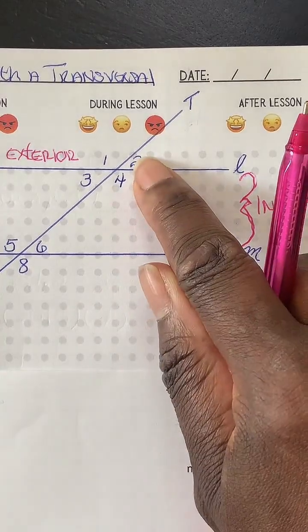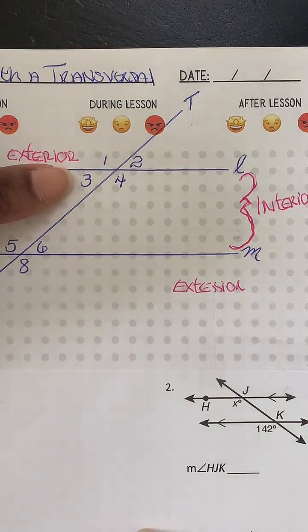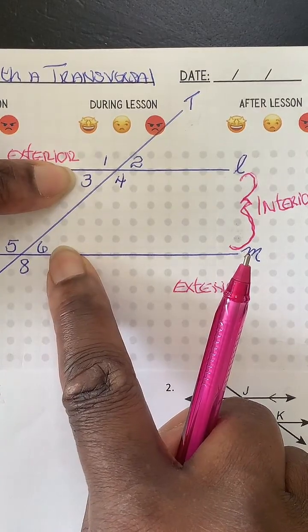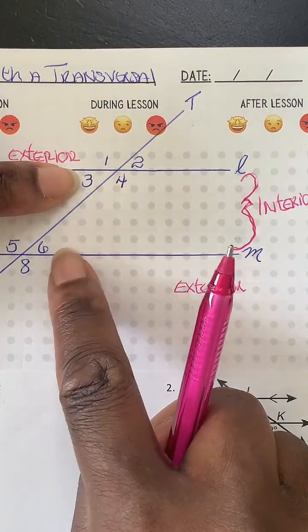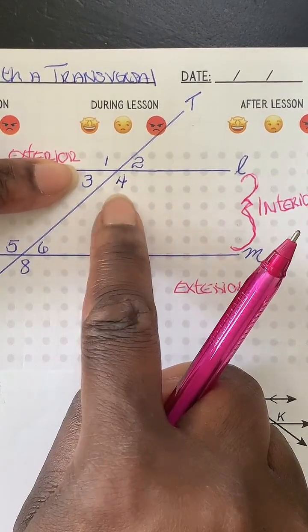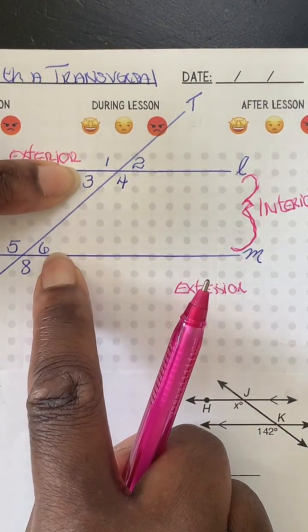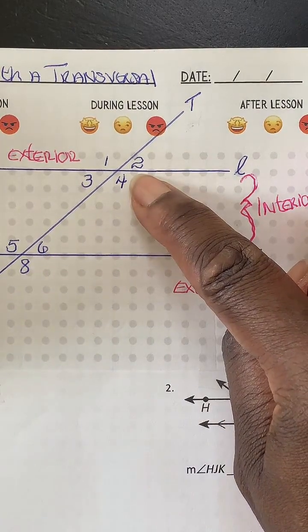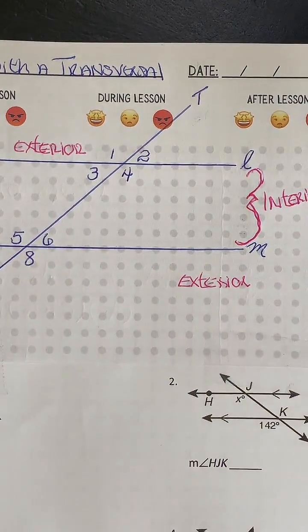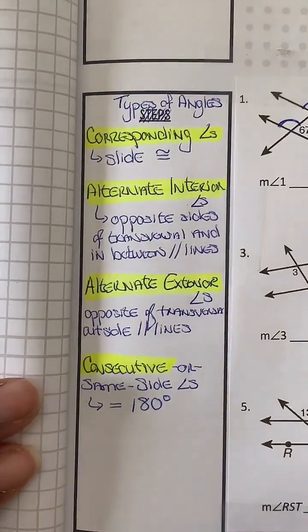So corresponding angles slide along the transversal. Okay, alternate. Alternate means one's going to be on one side of the transversal, one's going to be on the other side of the transversal. So that will be alternate. Alternate interior. Notice they're not on the same line. One's up and opposite, one's down and opposite. Okay, these are alternate interior. So opposite sides of the transversal in between the parallel lines.